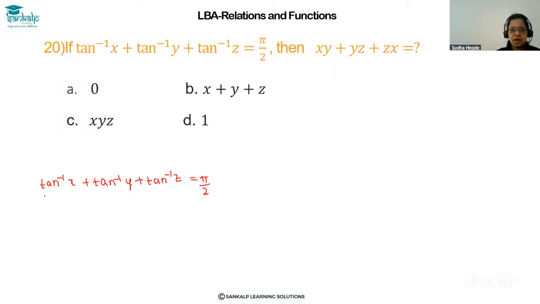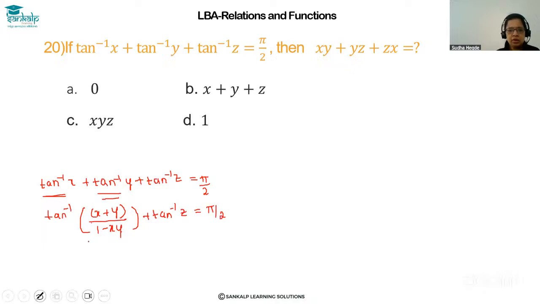Now use the tan inverse A plus tan inverse B formula. Tan inverse A plus B divided by 1 minus AB. Therefore, it is tan inverse x plus y divided by 1 minus xy. Tan inverse z will be as it is. That is equal to pi by 2.